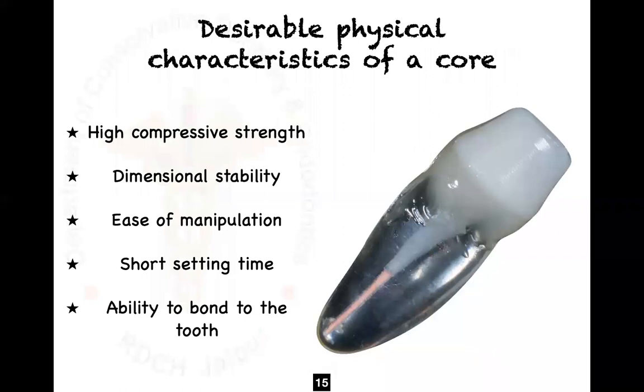Let's move on. Desirable physical characteristics of a core. Now, this is a beautiful image I'm showing you on the right. You can see root canal treatment ho gaya hai. There is 5 millimeters of GP apically, which we have left, right? Because we don't want to hinder the apical seal of the tooth.